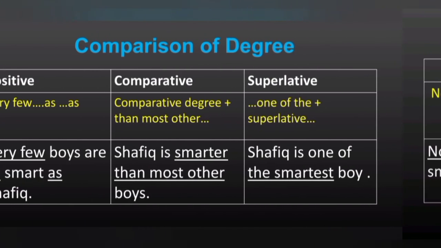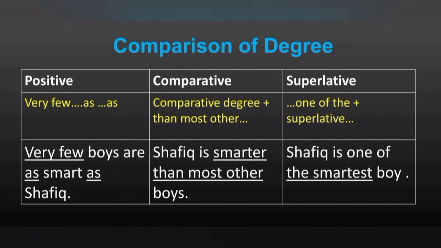Dear students, here we have another sentence. "Shofik is one of the smartest boys." That means with the superlative degree "smartest", there are more than one boy like Shofik. There are other boys who are also very smart, and according to smartness, they are equal. That's why we are talking in this way. "Shofik is one of the smartest boys." That means there are other smart boys also.